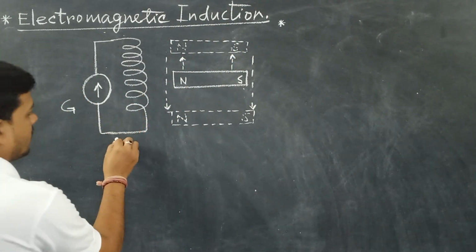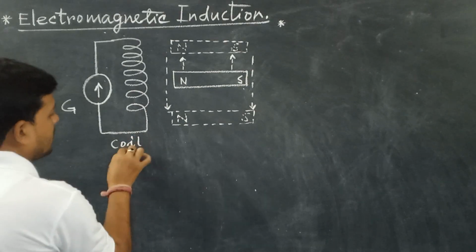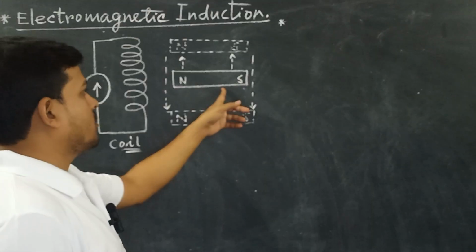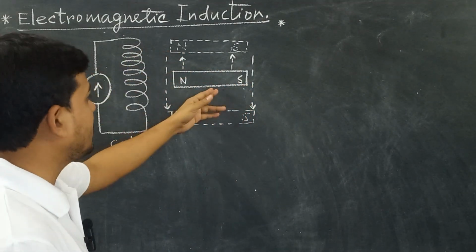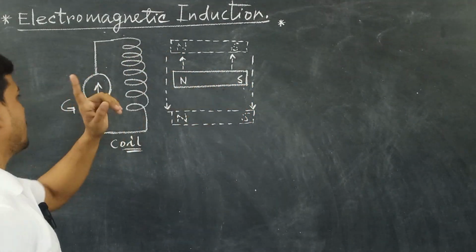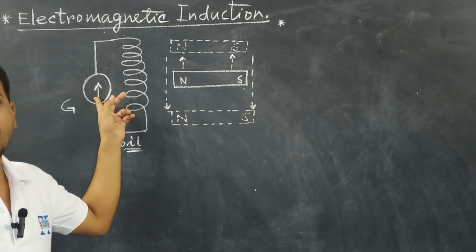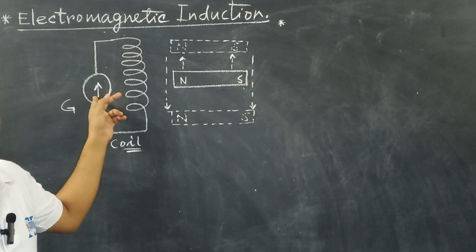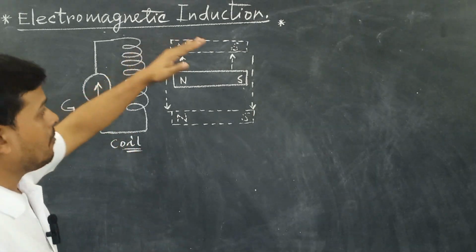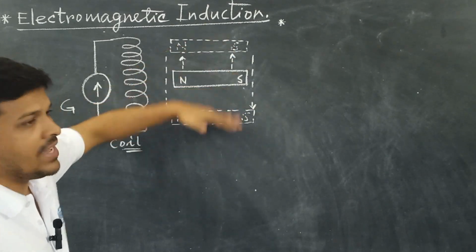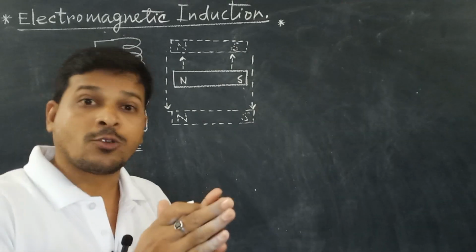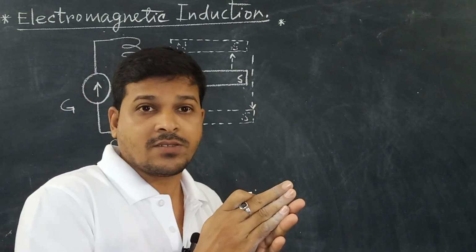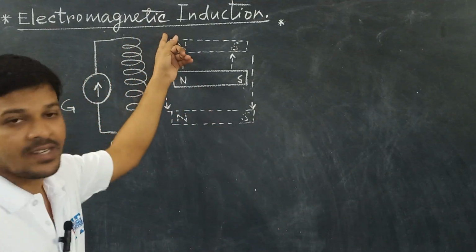This is a coil. This is a strong bar magnet. When the bar magnet is at rest, no deflection of the galvanometer is found. But when the bar magnet moves very fast, then what happens? Then we see that the galvanometer starts to deflect. This is because of electromagnetic induction.